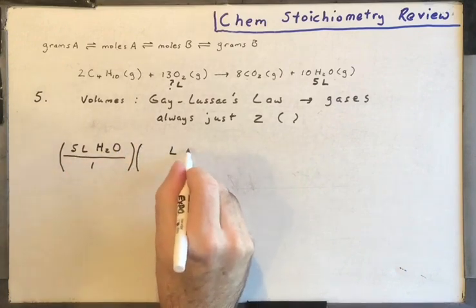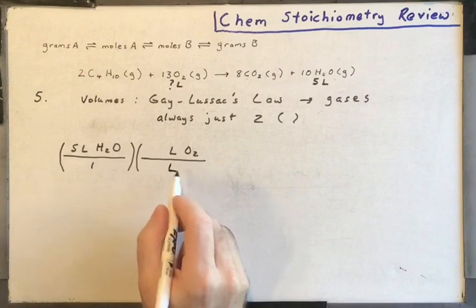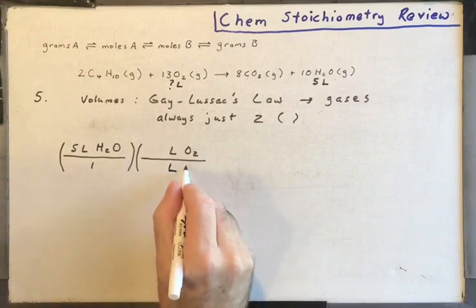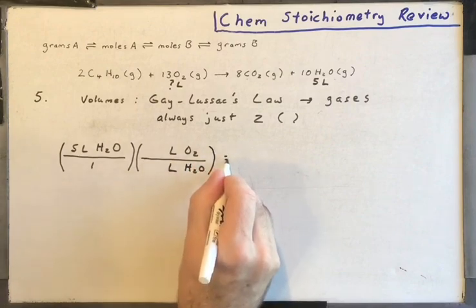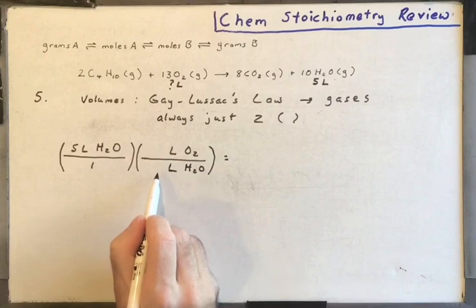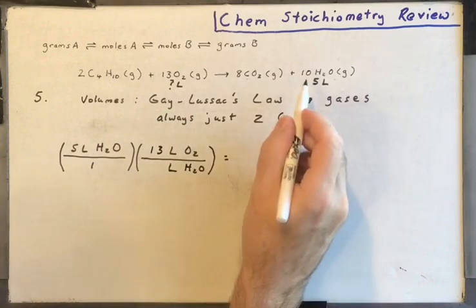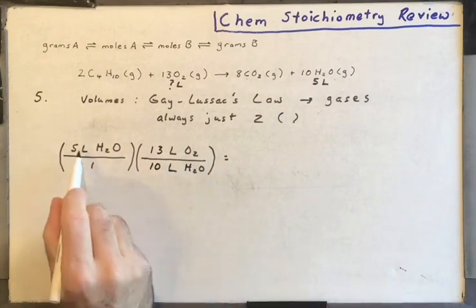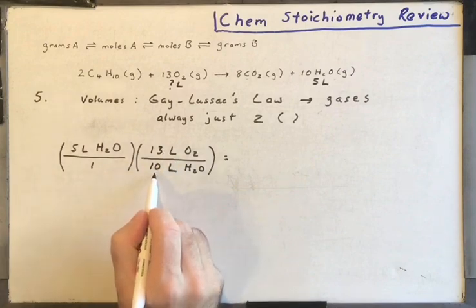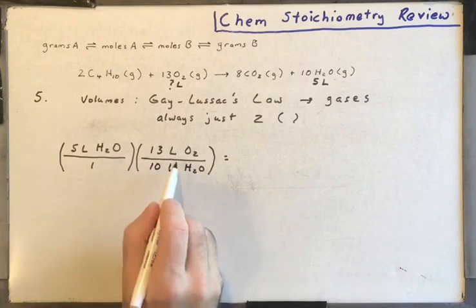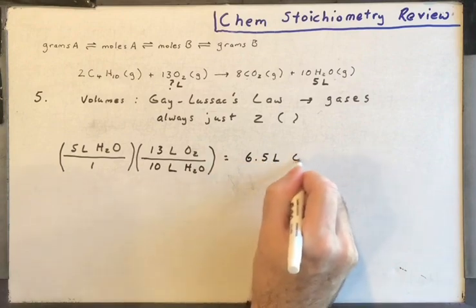We want to go to liters of oxygen. We're getting rid of, when I say getting rid of, I mean canceling out, liters of H2O. And what goes here are the stoichiometric coefficients. So we have 13, and by water we have 10. So it's going to be 5 times 13. That'll give you a number. And then take that number and divide it by 10. All right? And then ultimately it's 5 times 1.3, right? And that's going to be 6.5 liters of O2.